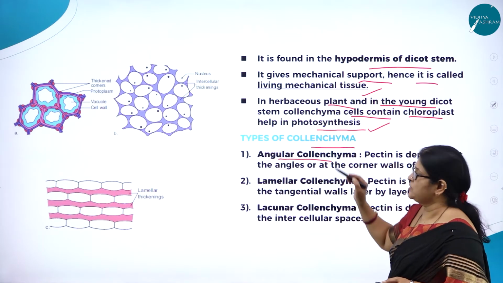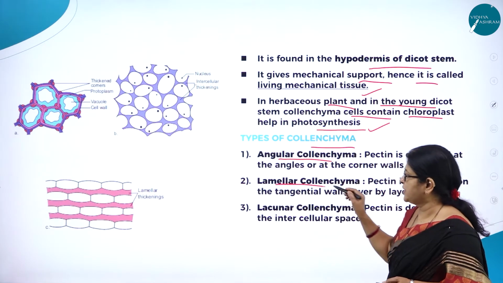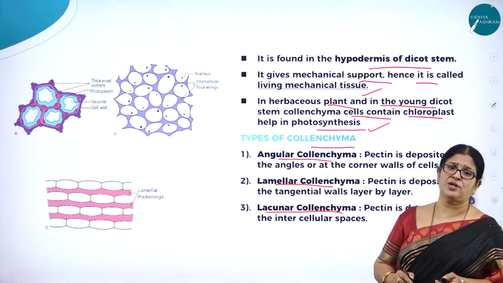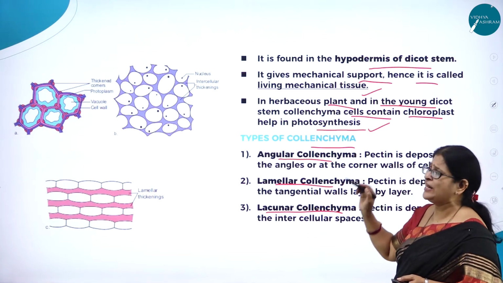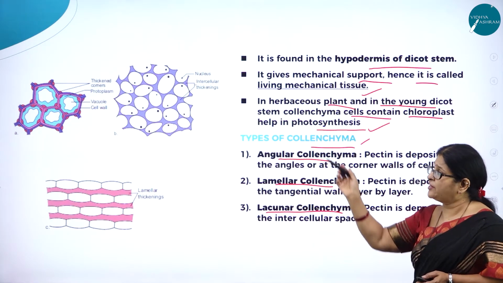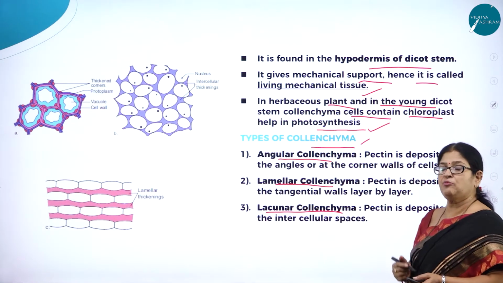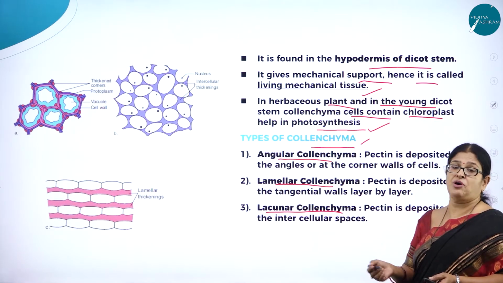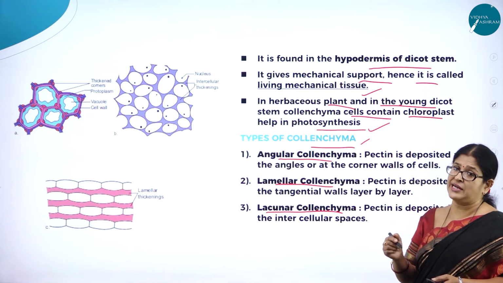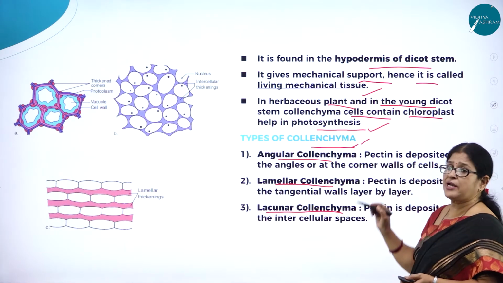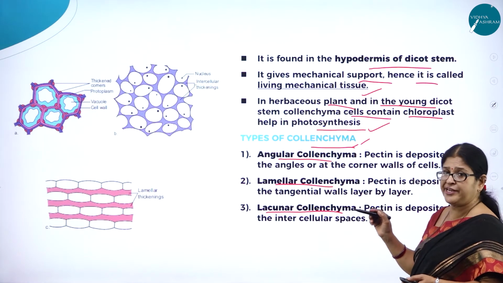We can say one is called angular collenchyma, second one is called lamellar collenchyma, and the third one is called lacunar collenchyma. Now let us understand the types of collenchyma. Why is it called angular? Here you can see in the diagram. What is cell wall deposition? That is deposition of an additional substance called pectin over cellulose and hemicellulose. Based on the cell wall deposition only, collenchyma has been broadly classified into three types.